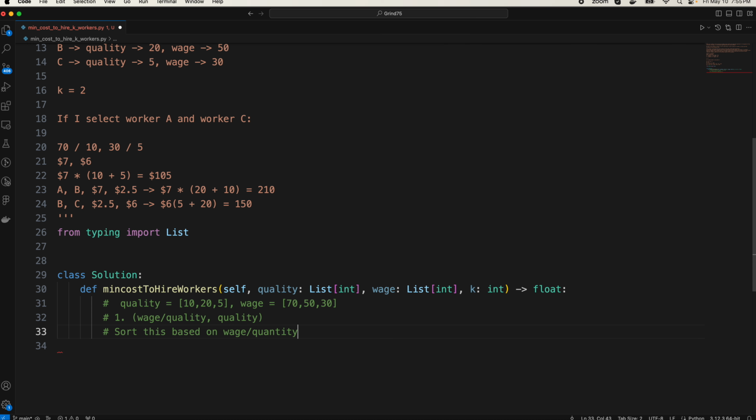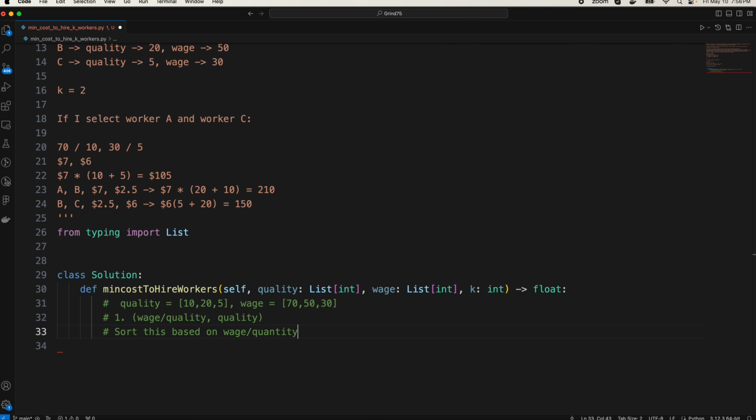and then we will accumulate the quantity as we go, and if we exceed k workers, that means we have to remove the top quantity worker so that the waste is minimized. And if it is equal to k, that means we find a minimum and we update the minimum with the current ratio that we have and the total quantity we get till now.